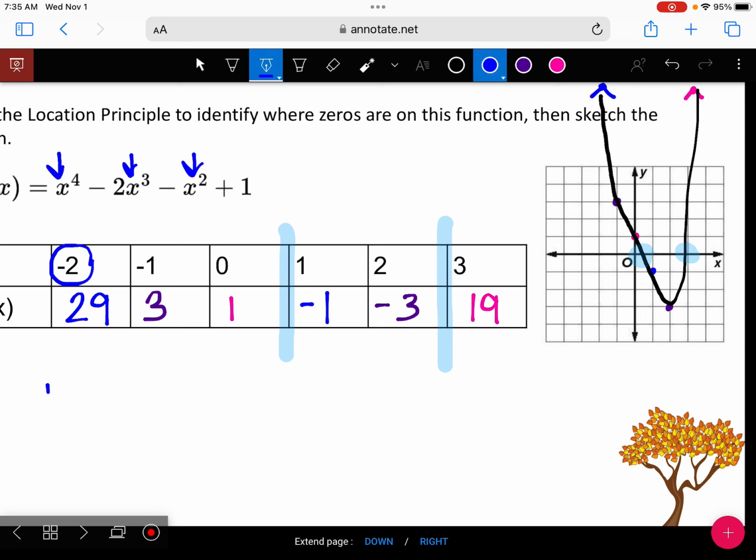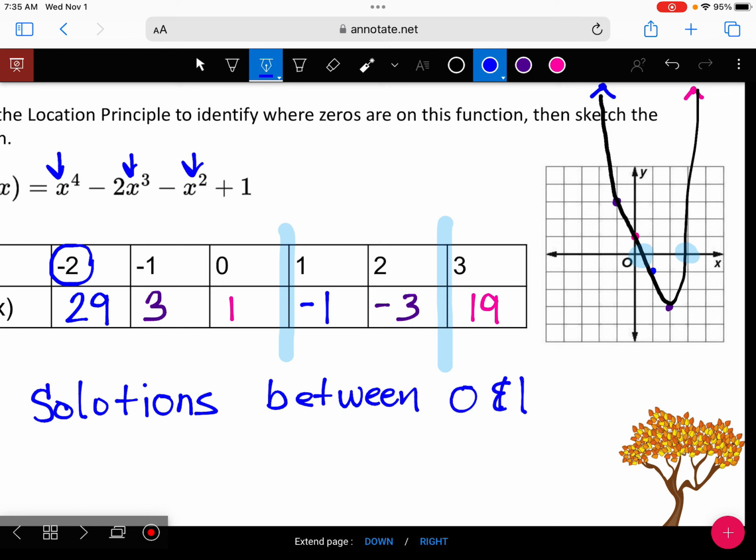So our solutions are between 0 and 1, and between 2 and 3. That's where our roots are. So between 0 and 1 and between 2 and 3.